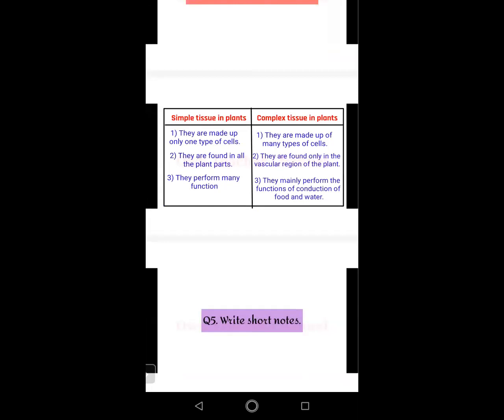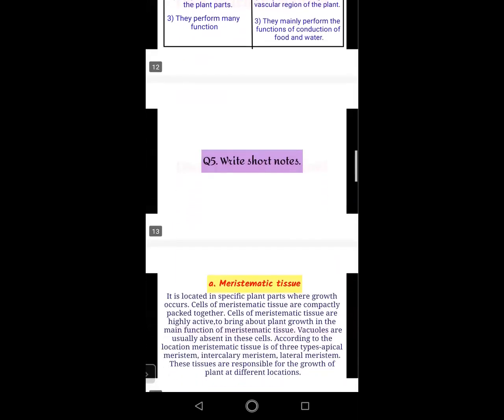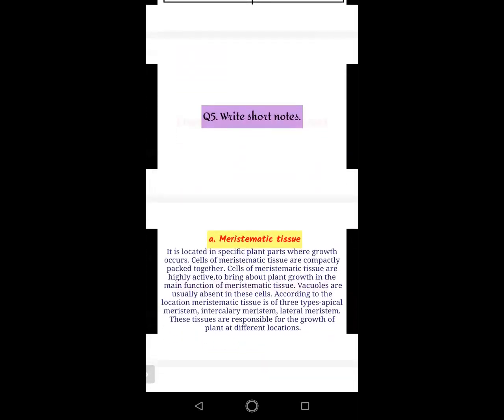Our next question is question number 5. Write the short notes. In examination, this question comes for 2 or 3 marks, depending on how lengthy the question is. In the previous questions and answers we wrote in one word or two words. Now we have to write the correct answers in a brief discussion.